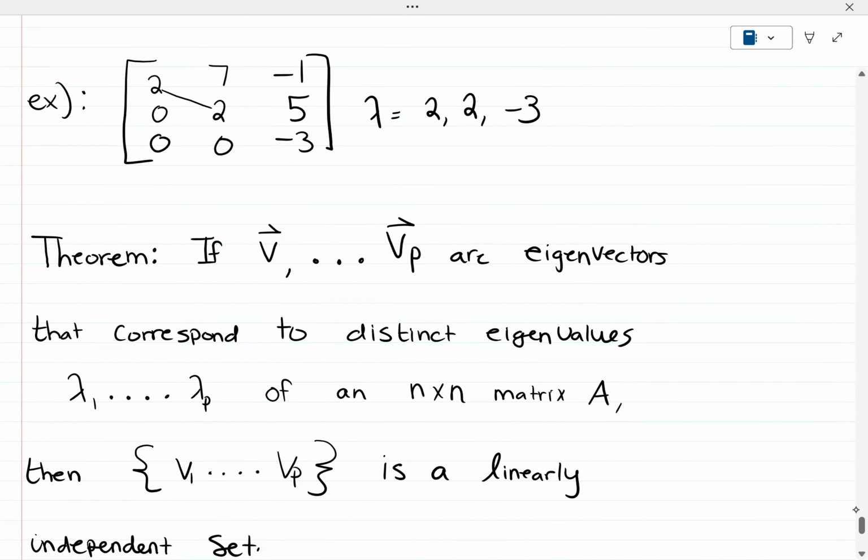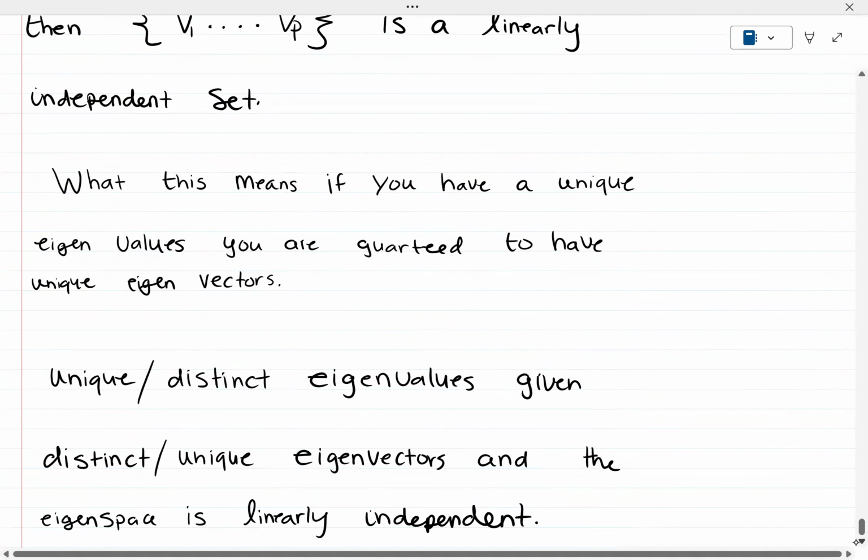Okay, so the last theorem states: if vectors v1 to vp are eigenvectors that correspond to the distinct eigenvalues lambda 1 to lambda p of an n by n matrix A, then v1 to vp is a linearly independent set. What this means is that if you have unique eigenvalues, you are guaranteed to have unique eigenvectors. So distinct eigenvalues give distinct eigenvectors, and the eigenvectors are linearly independent.